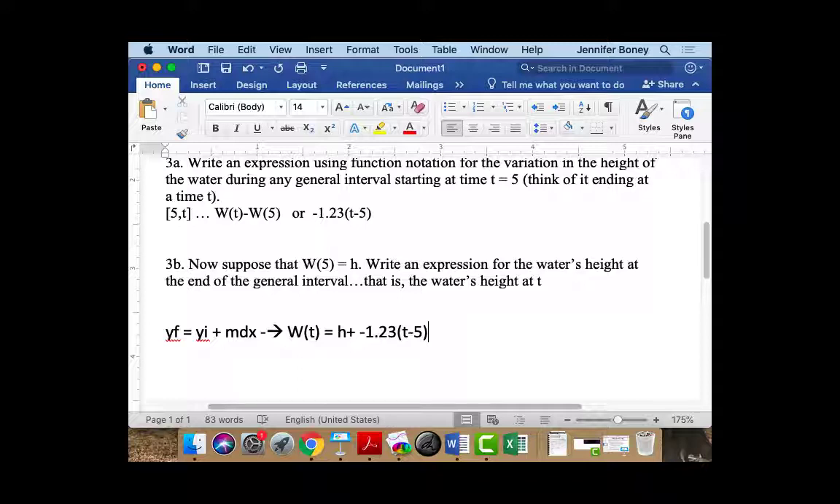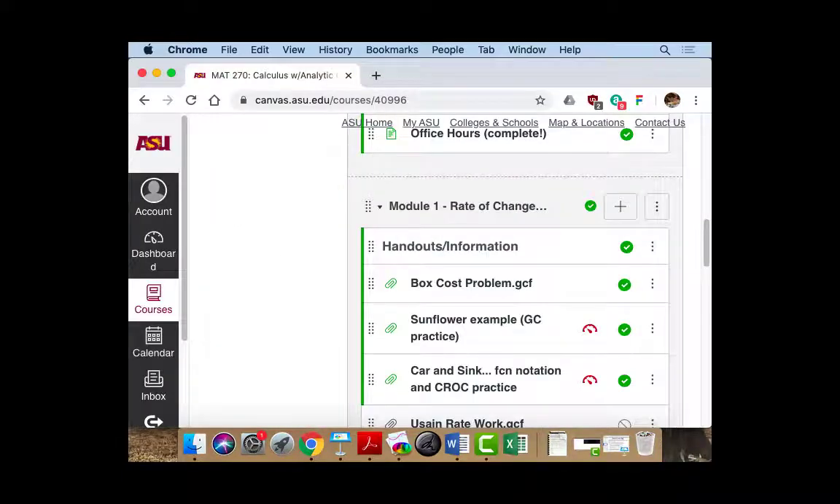All right, so in any case, these questions, you'll see all of these posted in this module 1, this third thing down, the car and sink with function notation, as well as the car questions that we went through the other day. It's just so they're all in one place, all this practice with function notation, and in the case of the sink stuff, constant rate of change as well, and inserting some function notation into that.